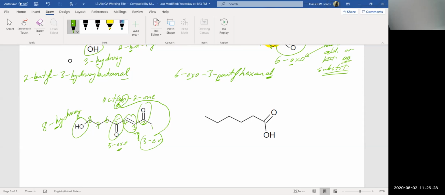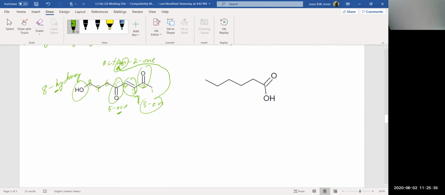The indicators for double and triple bonds always go inside the name. They're embedded within the name of the parent chain. So H comes before O. So 8-hydroxy is written first, 8-hydroxy. And then 5-oxo. And then the name of the parent chain, which contains the indicator for the double bond after carbon number 3. So oct-3-en-2-one.